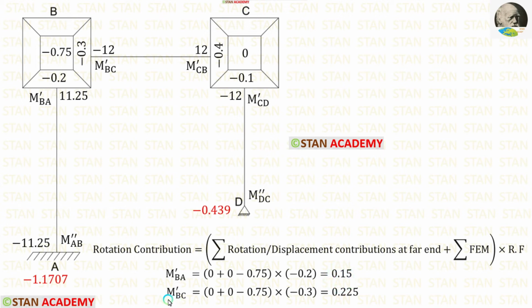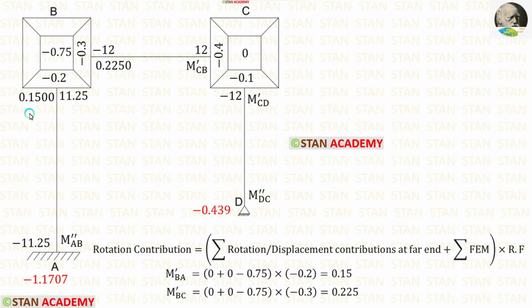Now, let us find M'BC. M'BC is also located in the point B. So, for M'BA and M'BC, in the formula, all of the values will be same except the rotation factor. The rotation factor for BC is minus 0.3. After calculation, for M'BC, we are getting 0.225. Let us enter the values of M'BA and M'BC.